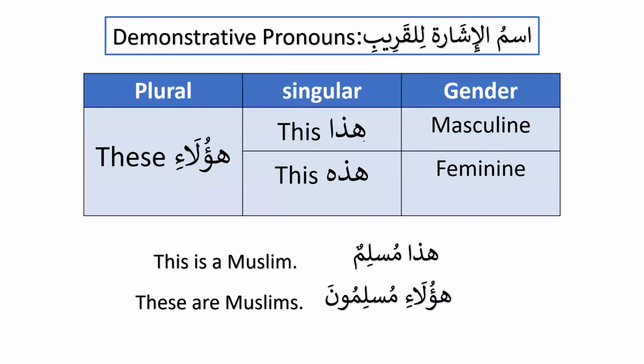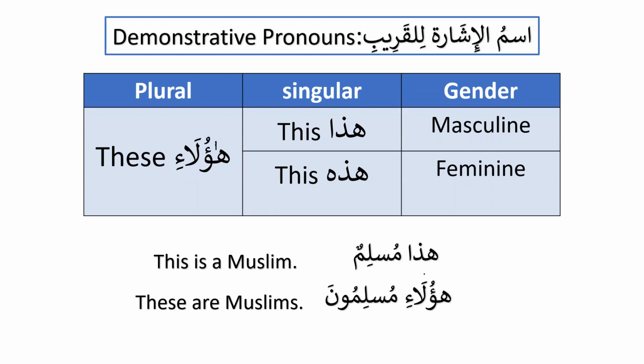Now we can see that our chart or table for ismul ishara lil qarib is complete now, for the singular and for the plural. However, we need to remember that the dual is not included, and inshallah the dual will be in the coming lessons. So we have completed hadha, which is used for singular masculine, hadhihi is used for singular feminine, and ha'ula'i is used for both masculine and feminine. There is a long fatha, or standing fatha, over here, but generally it is not written. So it will be read as ha'ula'i, and it means these.